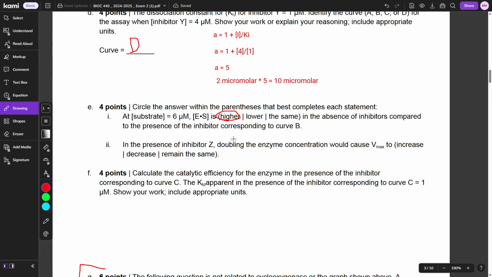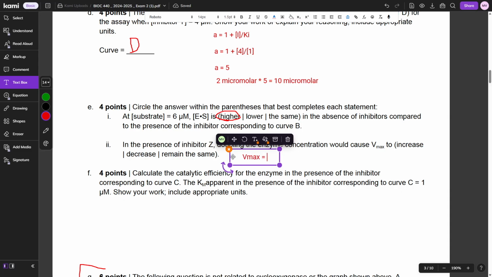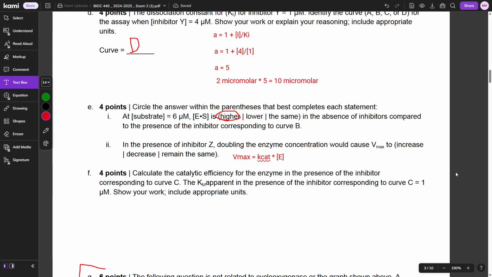So if we look at the presence of the inhibitor, doubling the enzyme would cause Vmax to increase, decrease, or stay the same. This one you can theoretically use an equation for. No matter what kind of inhibitor I use, I know that Vmax is going to increase, and I can say that because of this equation here: Kcat times the enzyme concentration. That is it. There are no ifs, thens, or buts about it. The Vmax will increase because I'm increasing enzyme concentration. Now, obviously, it's not going to be the maximum Vmax.